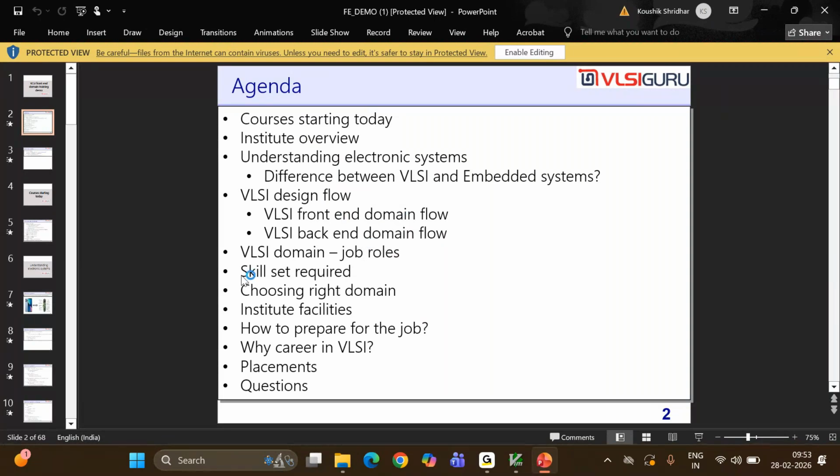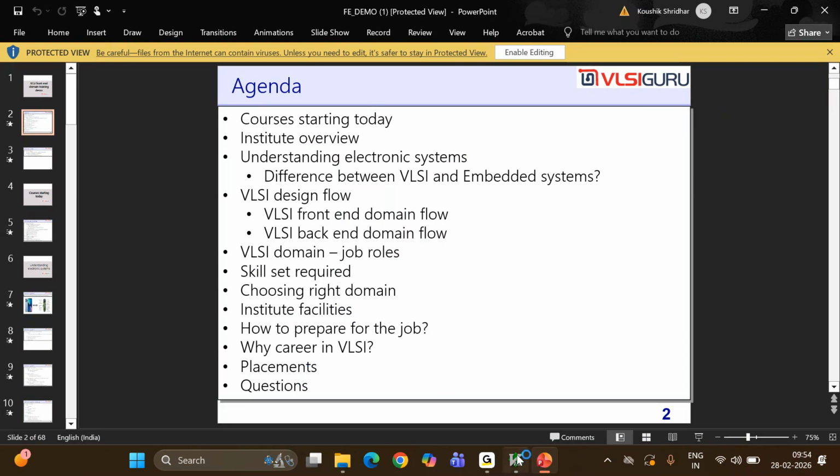Then we'll come to the skill sets required for a candidate to choose which domain to enter, front end or back end, and how VLSIGuru helps you. We'll also help you choose the right domain. I'll tell you about institute facilities, how to prepare for jobs, why a career with VLSIGuru, placements, and any questions you have, we'll discuss.